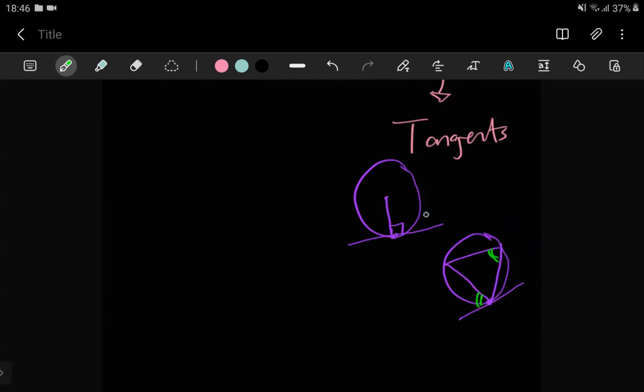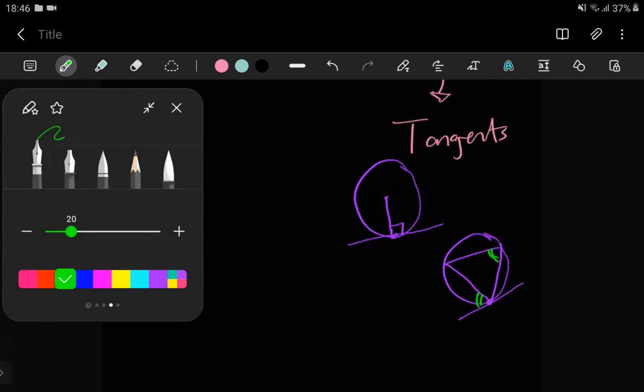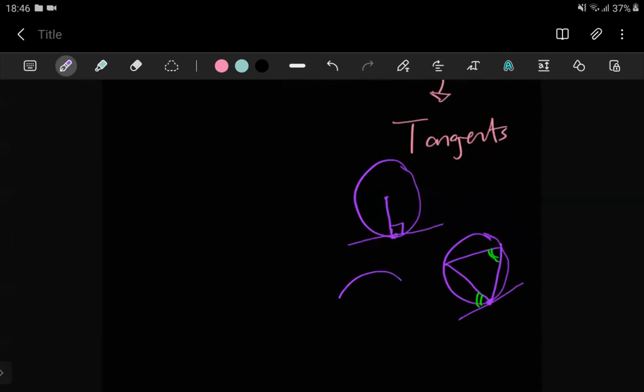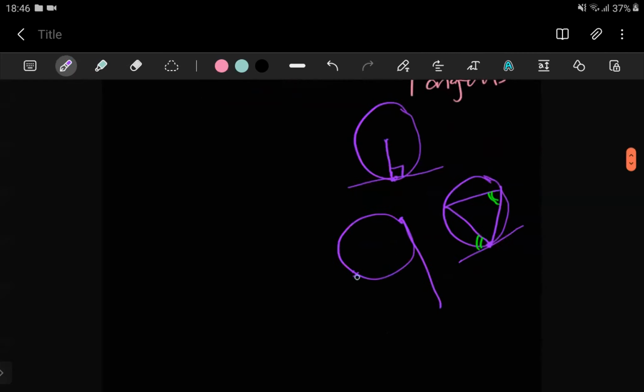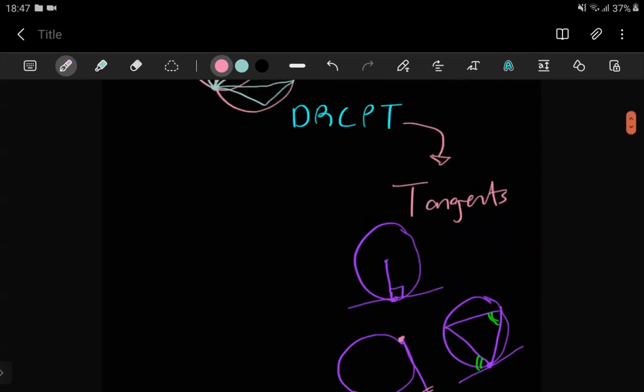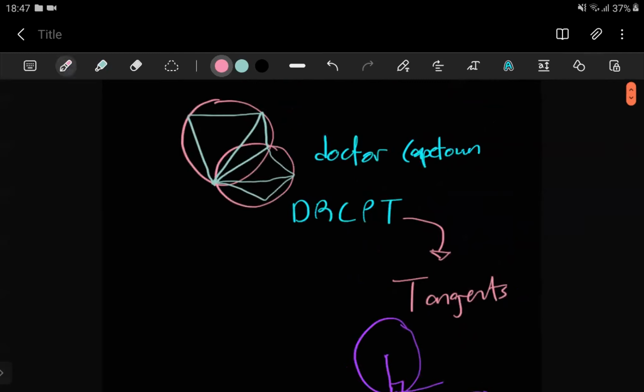And then another theorem of tangents, which is also usually neglected, is the one that says tangents from the same point will be equal in length. So for example here, this line will be equal to that one.